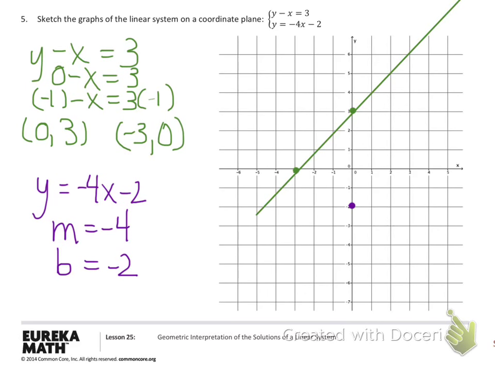And then the slope is negative 4. So what that means is for every 1 that I go over, I have to go down 4 and put a point there. So it's another point, okay? And I could even find it by going up the other direction, but I think I'll just go ahead and draw our line now. That's off.